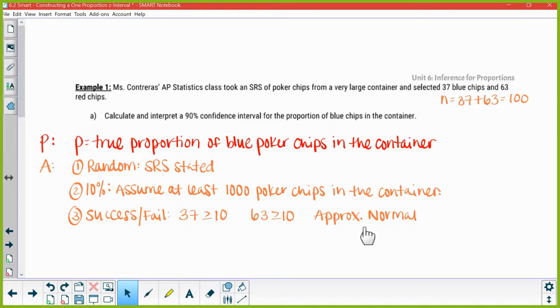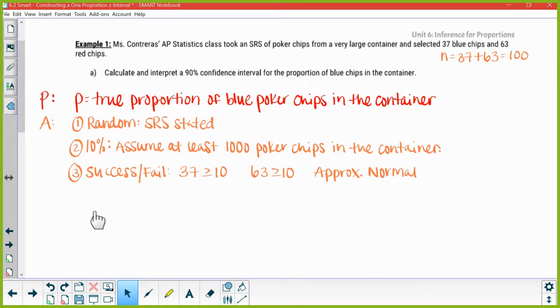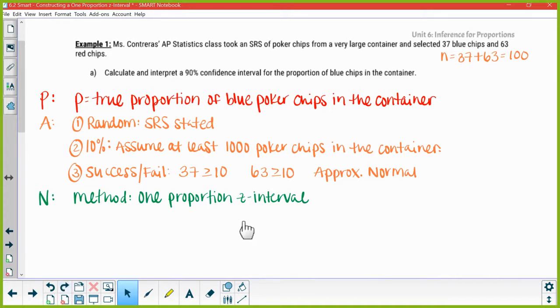This is important because this allows us to use that z star critical value to figure out what the margin of error is. So we've done P, we've done A. N is really nice because for questions like this, it's the same thing every single time. Our method is 1 proportion z interval.